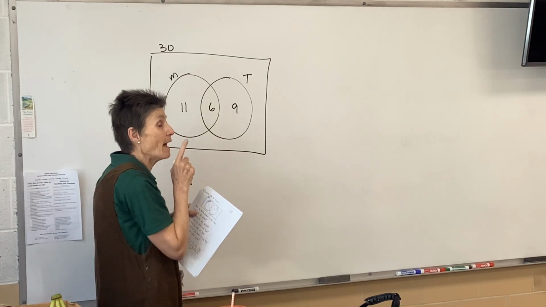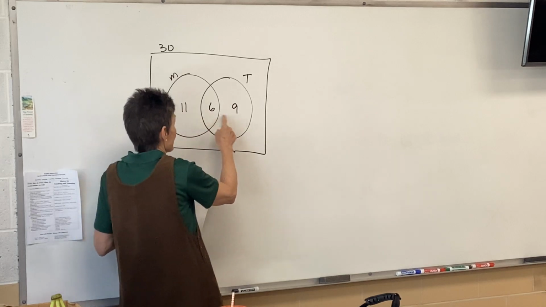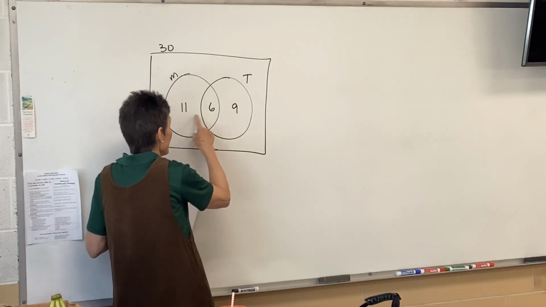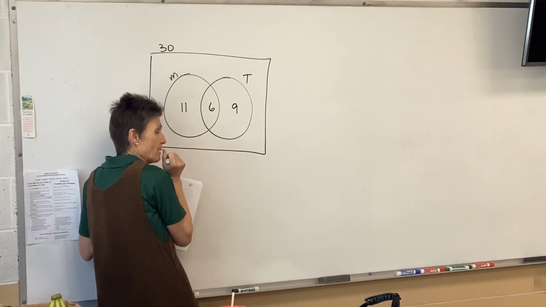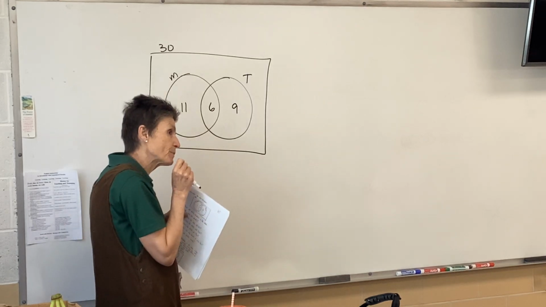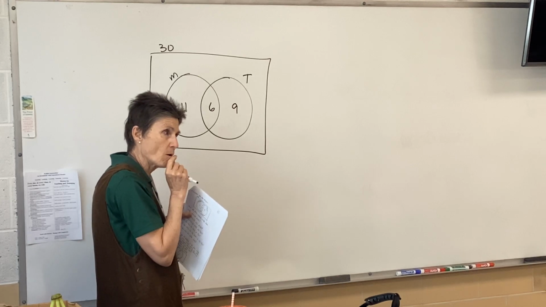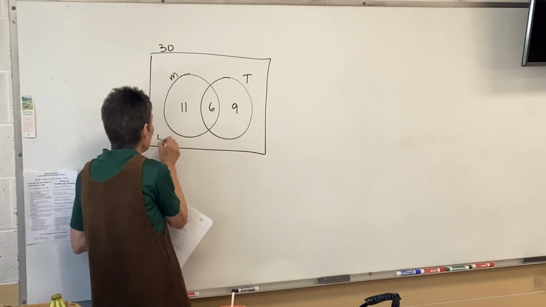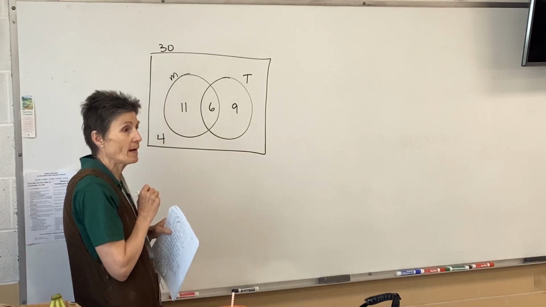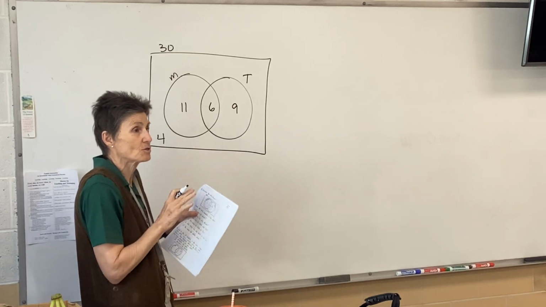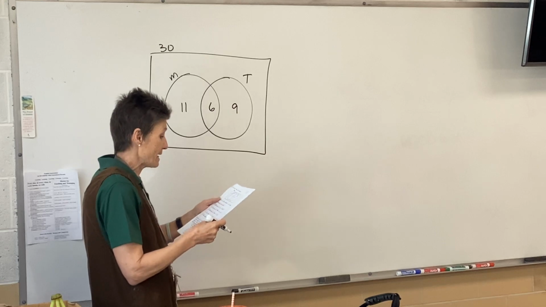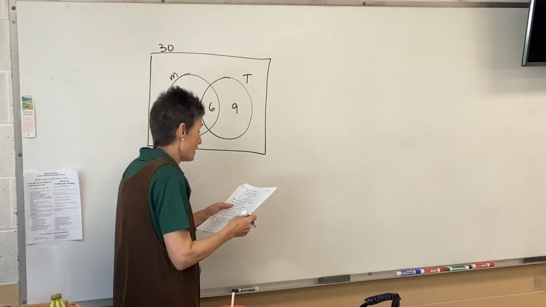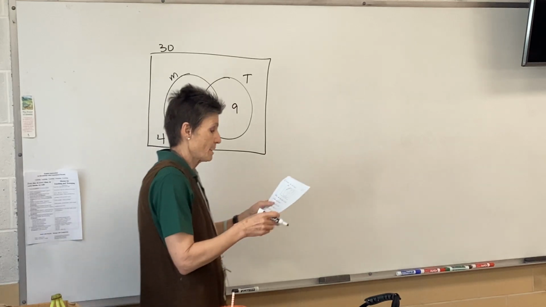Now, how many kids is this altogether? We have 11 and 9 and 6. How many is that? 36. But there's supposed to be 30. So where are the other 4? They don't like either kind of candy, right? They're outside the circles. They're still in the room, they're still in the box, but they don't like any kind of candy.